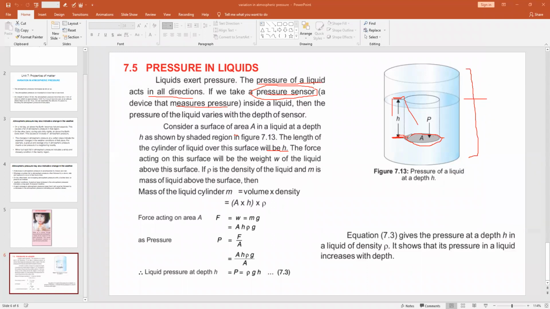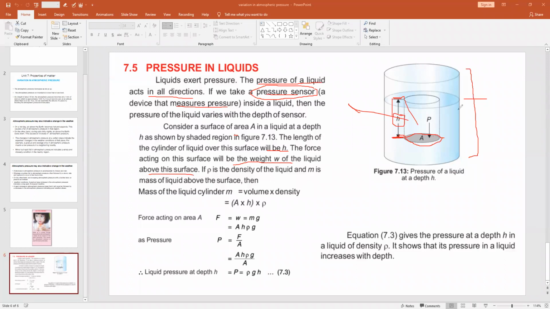So this is the area, and this is the surface of the liquid, and we take the height from the surface to the depth of the area that we are considering, and we name it small h. Basically, this is the depth from the area where we calculate the pressure in the liquid. The force acting on this surface will be the weight of the liquid above the surface.